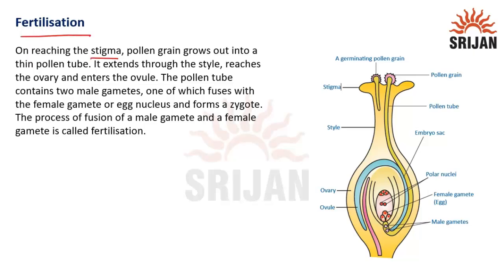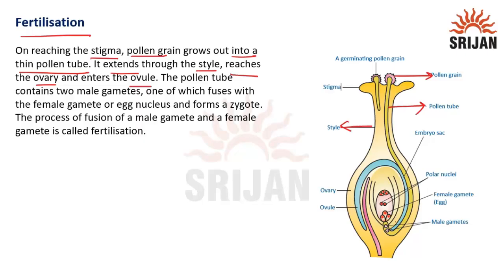On reaching the stigma, the pollen grain grows out into a thin pollen tube. So this is the pollen grain and this grows the pollen tube. Now it extends through the style. Now this is the style, the part of the pistil, reaches the ovary and enters the ovule. So it is reaching the ovary.